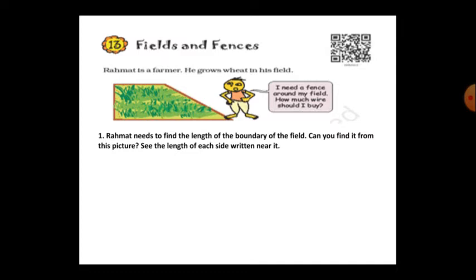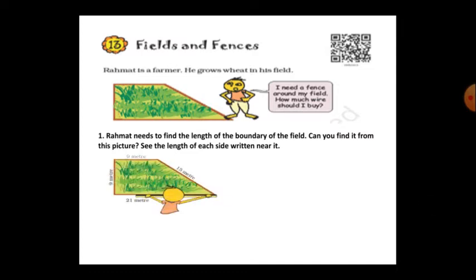Can you find it from this picture? See, the length of each side is written near it. You have to find the length of the boundary of each field. Now let me see. Here they have given the measurements: 9 meter, 15 meter, 21 meter, 9 meter. Now we can buy the wire by using this information.